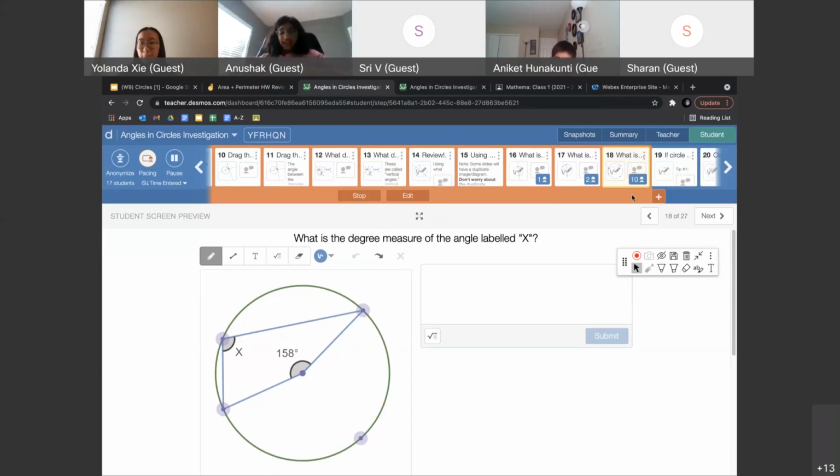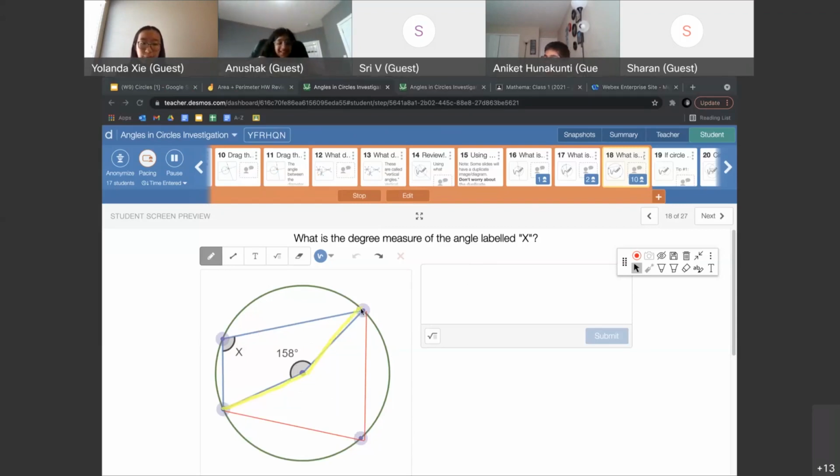Okay, so this one, the answer is actually not 22, because I think you guys are all remembering the rule of adding the opposite angles in a cyclic quadrilateral. But this isn't a cyclic quadrilateral because it doesn't have 4 points on the edge of the circle. The point is in the center, not on the edge. So this is the central angle, and this is the inscribed angle, and the inscribed angle is going to be half of the central angle. So it's going to be 79.